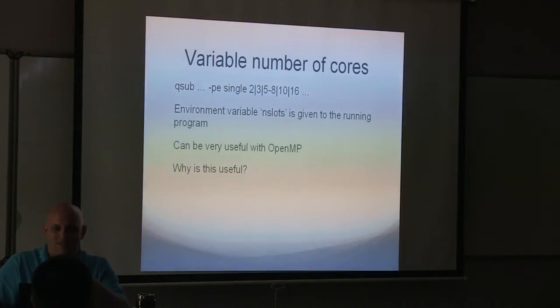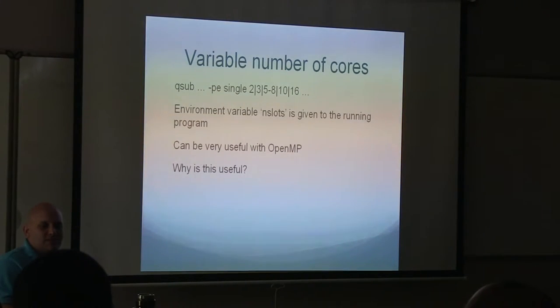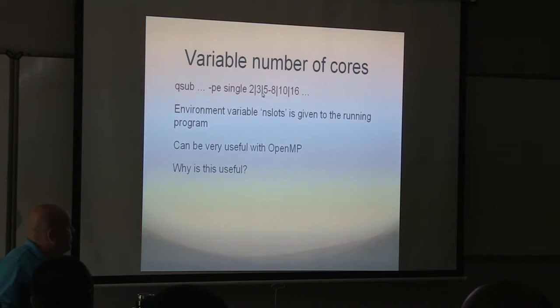Once again, it uses the NSLOTS environment variable. So, in this case, I was using a single parallel environment, so it's all on one machine. But I said we can use either 2, 3, 4, 5, 6, 7, 8, 10, or 16 cores. Most of the time it'll be a power of 2, or it'll be a range of 5 through 8, something like that. But this shows you the power of the command there.